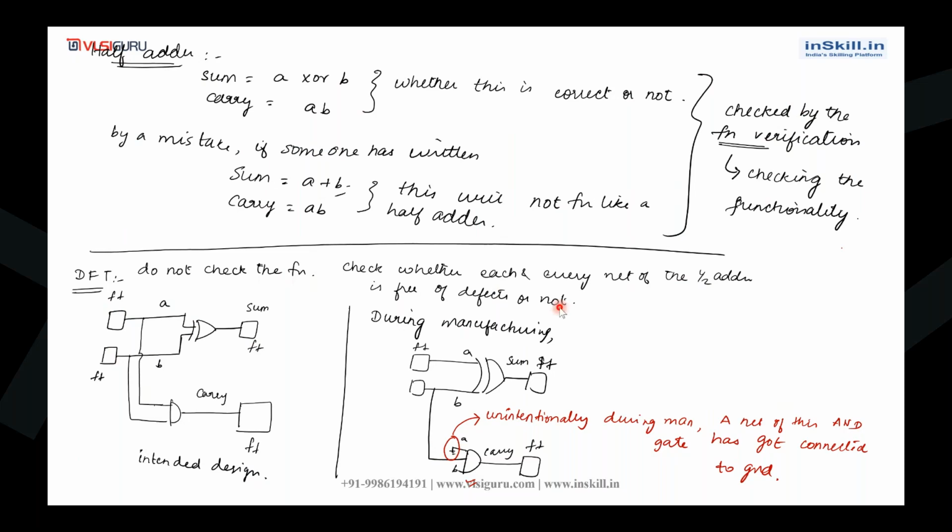So this is the intended design of our half adder. Now during manufacturing, unintentionally, say the A net of this AND gate got connected to ground. These kinds of things will only be checked by the DFT team. In this example, the DFT team will check whether each and every net of this half adder is free of manufacturing defects or not.